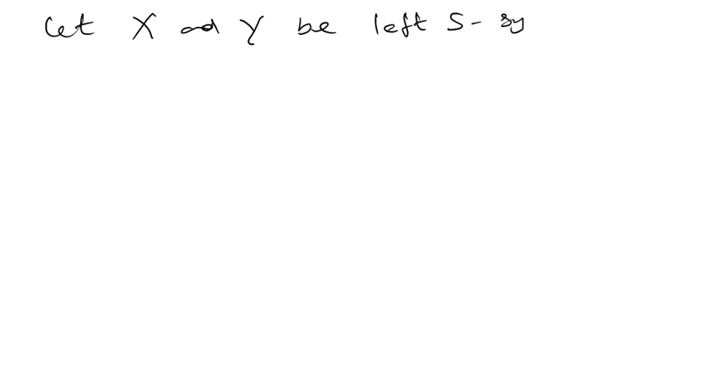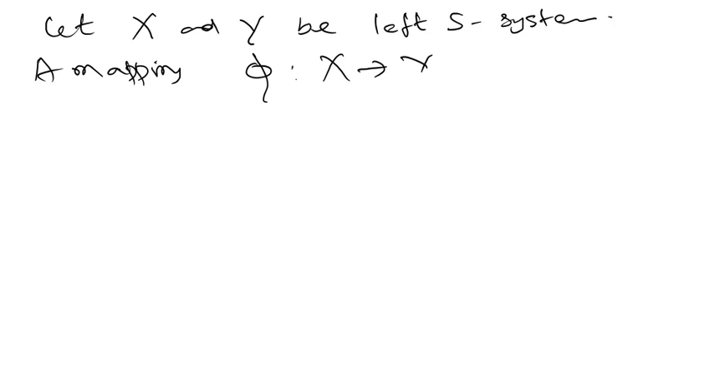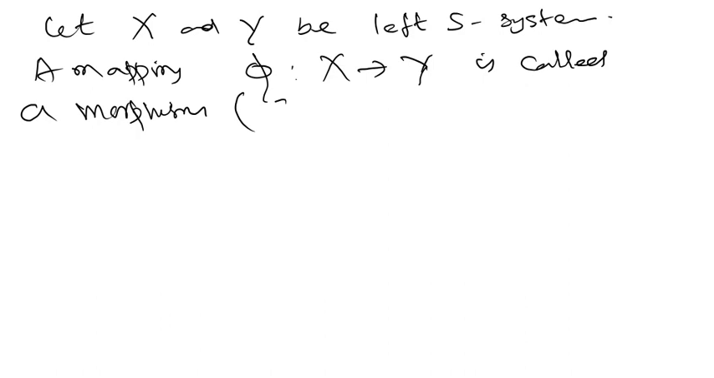So let's take X and Y to be left S systems. A mapping phi from X to Y is called a morphism, or you can say S-morphism.